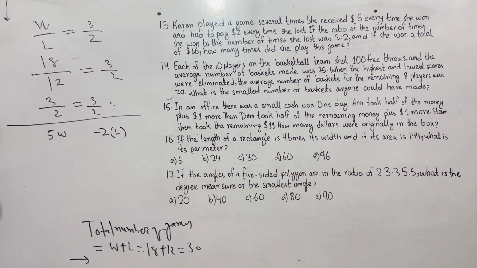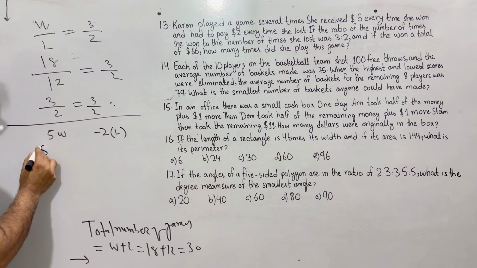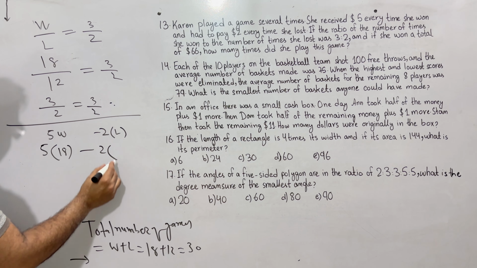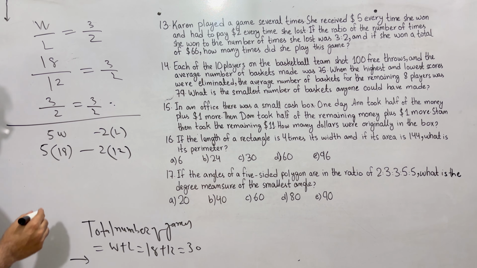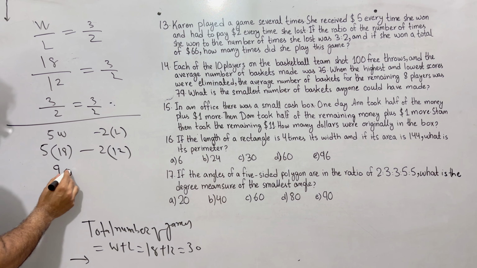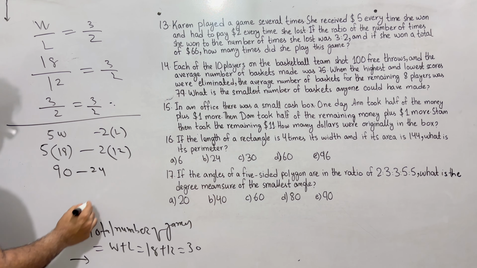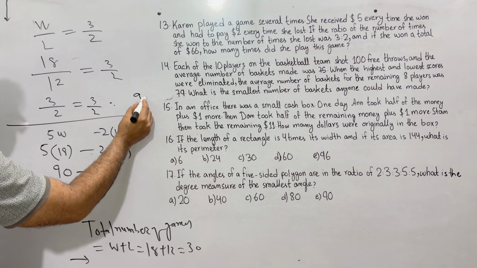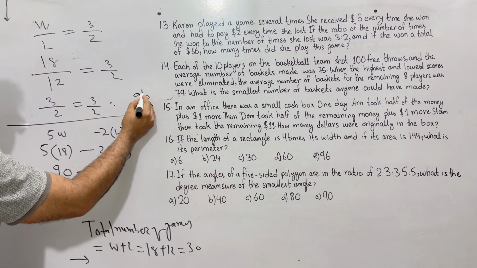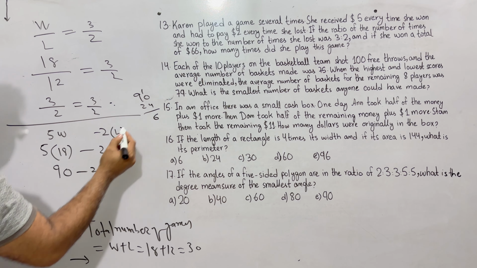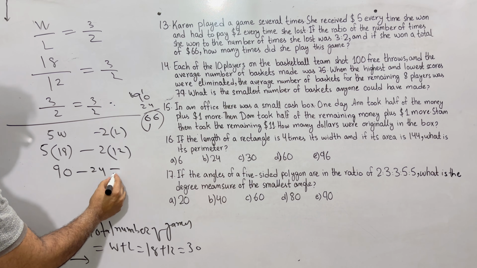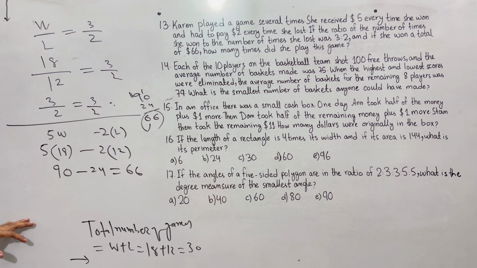She won how many times? 18 times. 5 times 18. And she lost 12 times. 5 into 18, if I'm not wrong, is 90. 2 times 12 is 24. 90 minus 24, how much? Obviously it's 66. One can verify: borrow one, 10 minus 4 is 6, here remains 8, 8 minus 2 is 6. $66. So the second condition is also met and we did it perfectly.